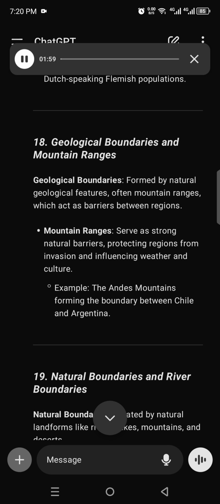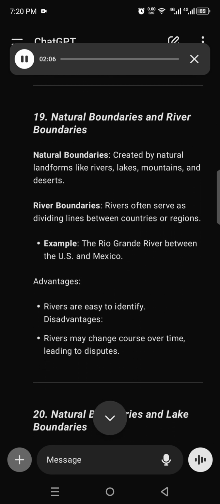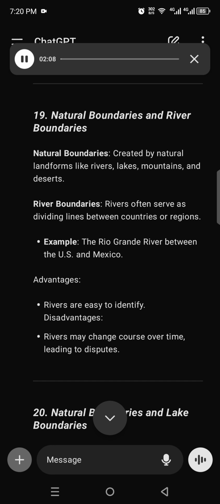19. Natural boundaries and river boundaries. Natural boundaries are created by natural landforms like rivers, lakes, mountains, and deserts. River boundaries. Rivers often serve as dividing lines between countries or regions. Example, the Rio Grande River between the U.S. and Mexico. Advantages. Rivers are easy to identify. Disadvantages. Rivers may change course over time, leading to disputes.